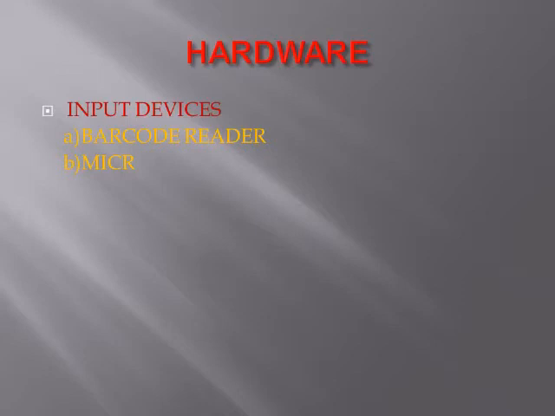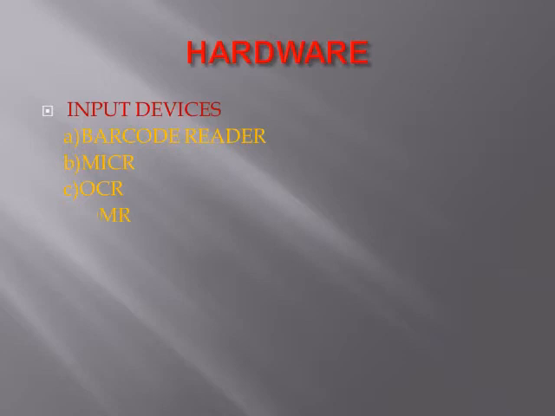Then the third thing is the OCR. OCR stands for optical character reader. This device is used to input normal printed or handwritten text. It will scan the normal printing or the handwritten text, and the process produces a digital image of the text.